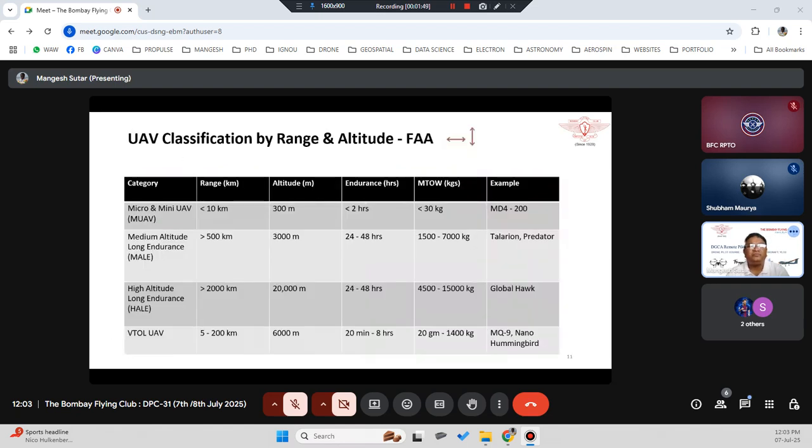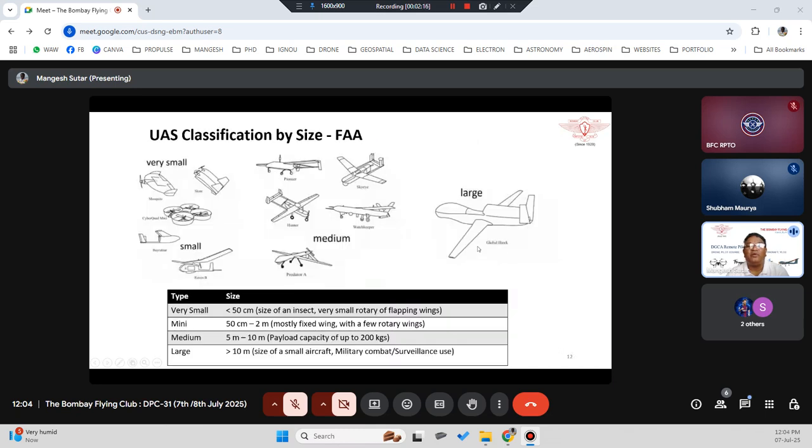If you see here these micro and mini UAVs, their range is less than 10 kilometers. Their altitude is 300 meters. Endurance is less than 2 hours, or sorry, more than 2 hours. Or MTOW, maximum takeoff weight, is more than 30 kg. So this is what we say MD4 200. This drone is what we are talking about.